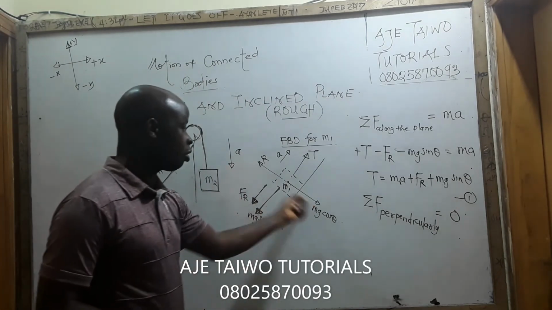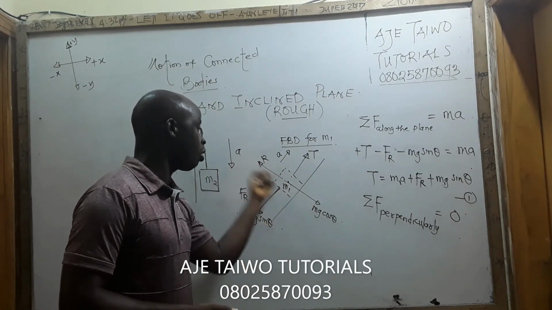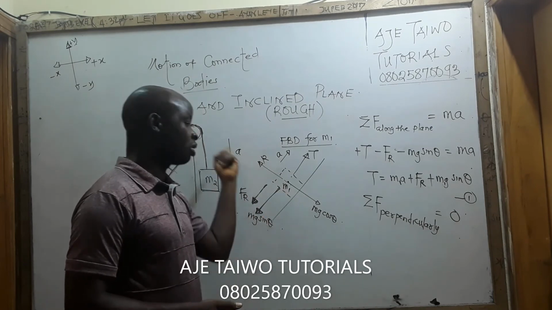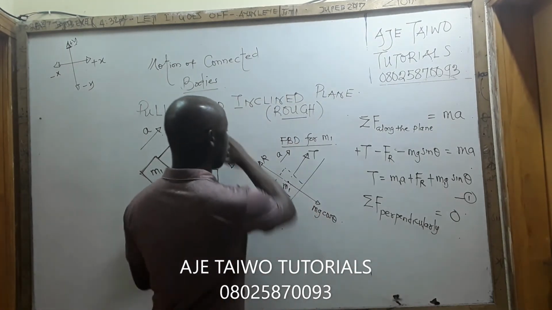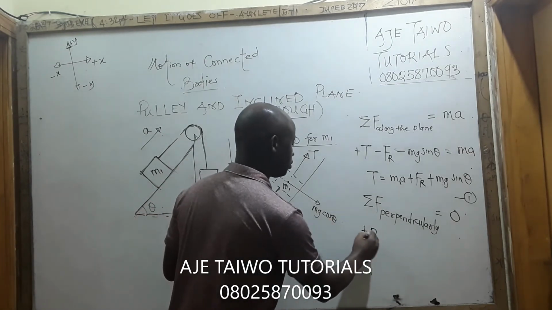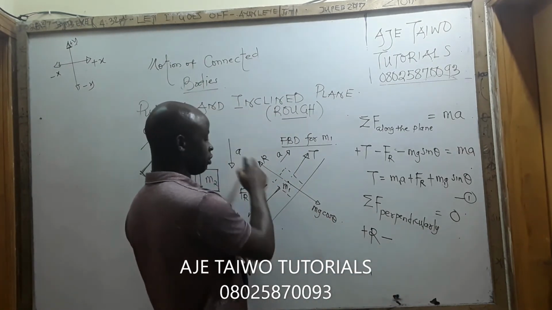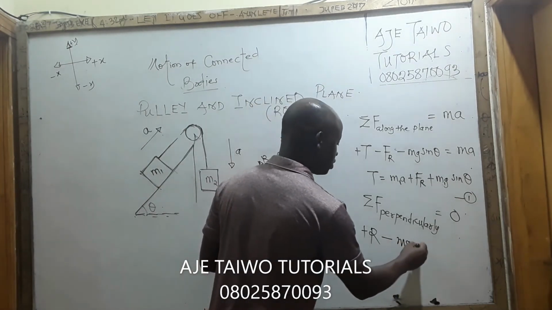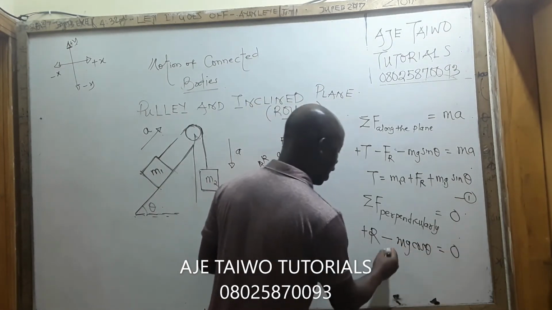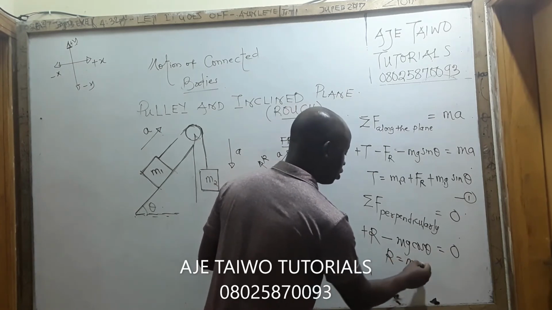Because motion is not up or down. So it's equal to 0. Where are the forces perpendicularly? Let's take up as plus. So plus R. Another one is this. These are the two forces that are perpendicular to the plane. Minus mg cos theta equals 0. So R equals to mg cos theta.